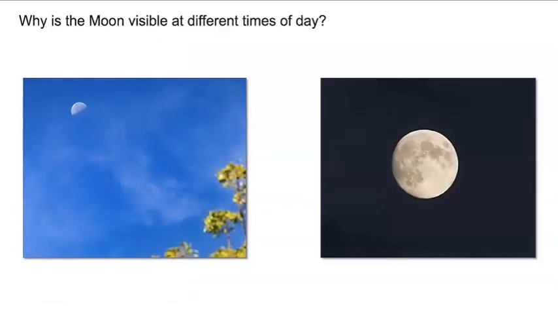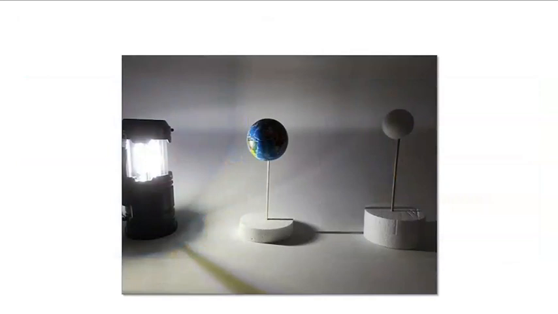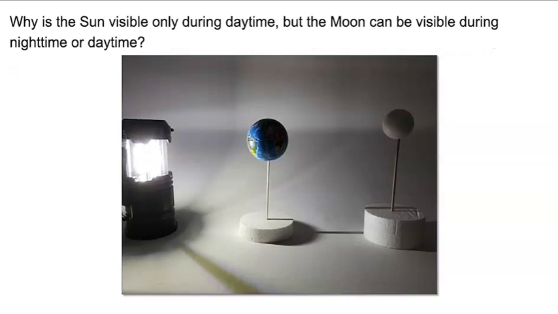I wonder, why is the moon visible at different times of day? We will explore this question in today's lesson. We can start by looking at our space view model again. Why is the sun visible only during daytime, but the moon can be visible during nighttime or daytime? Well, we know that night occurs on the part of Earth that is facing away from the sun, so the sun can never be seen at night.